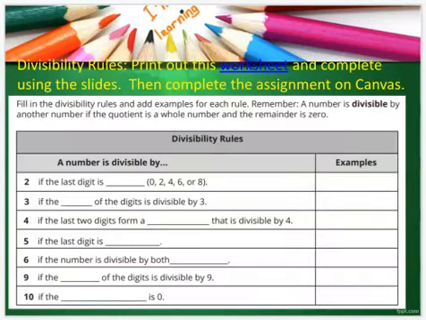So you have a worksheet that goes along with this. It's called Divisibility Rules Practice. So print out that worksheet or get it ready electronically, and you can complete it while you're using the slides, or at least start, and then complete the assignment on Canvas. First we're going to fill in the divisibility rules at the top, and then you're going to add examples for each rule. And then at the bottom of the page, there's practice problems where you have to see if numbers are divisible by other numbers.